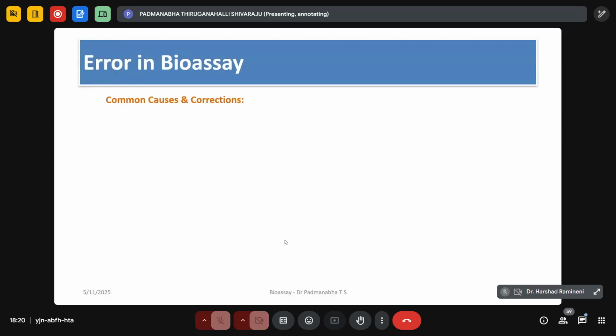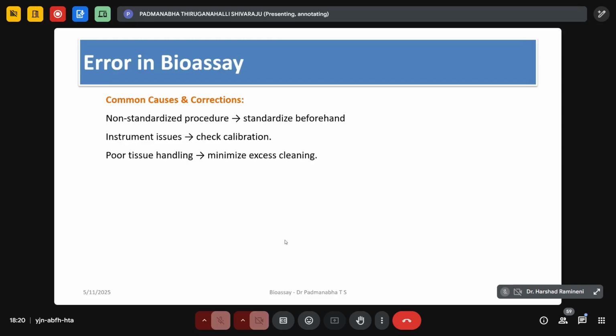So what are the common issues and corrections which we need to take care of? One is the non-standardized procedure. We need to standardize all the procedures beforehand. The instrumental issue has to be checked. We need to calibrate each of the instruments properly. Then poor tissue handling. Make sure that when you are collecting and preparing the tissue, it is minimally handled, especially during the cleaning process. We need to minimize excessive cleaning, because if you handle it more, the tissue will not be sensitive as well.